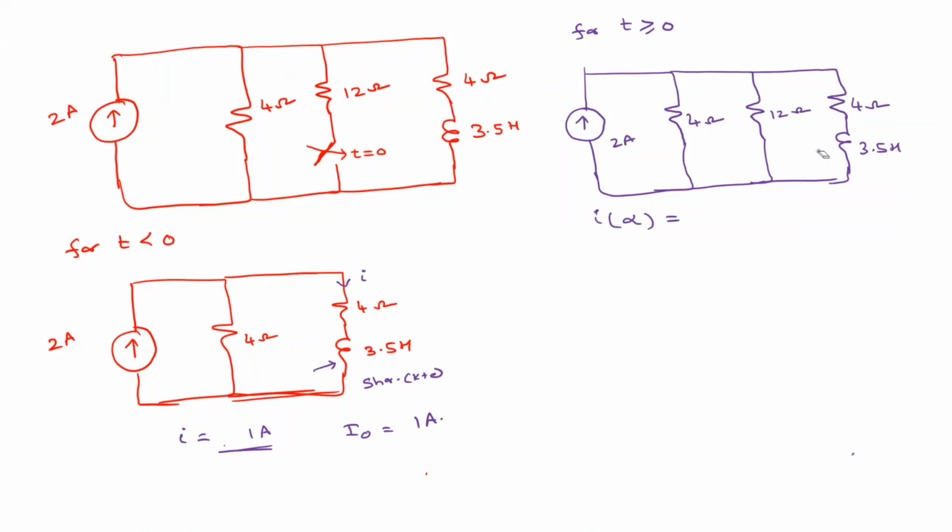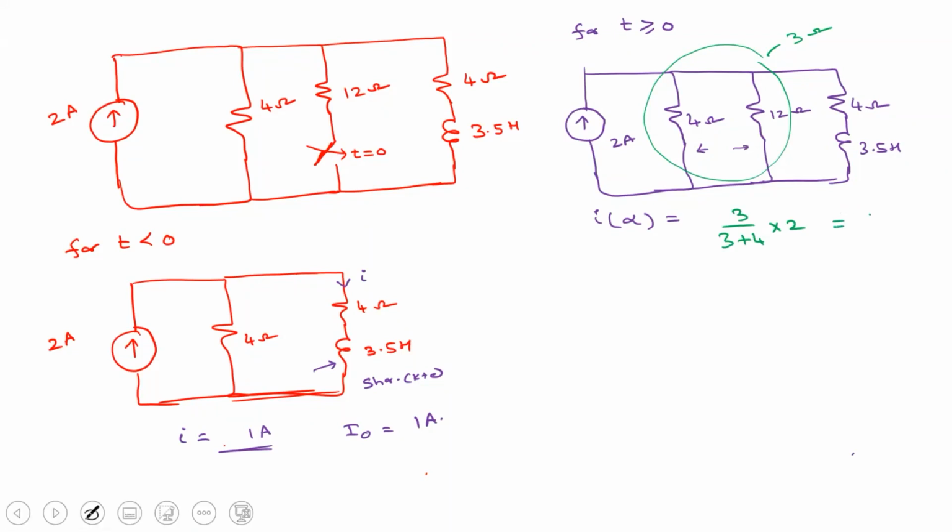First, resolve the 4 and 12 ohm resistors. These two are in parallel, right? The resultant is 3 ohm. Now the current is divided between this 3 ohm and 4 ohm. So the formula is 3 by 3 plus 4 into 2. Agree? That is how the current division works. So 3 by 3 plus 4 into 2. What is this value? 6 by 7, which is 0.86 amperes. Yes.